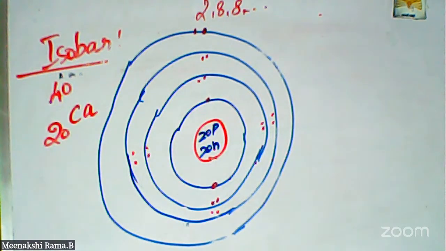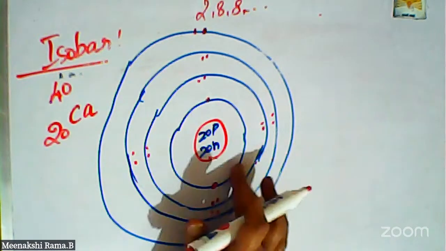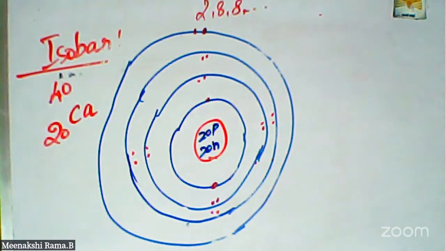They have different numbers of protons and electrons, but the mass numbers are equal in both argon and calcium. So they are called isobars: atoms of different elements with different atomic numbers but the same mass number. The mass numbers are the same in argon and calcium.